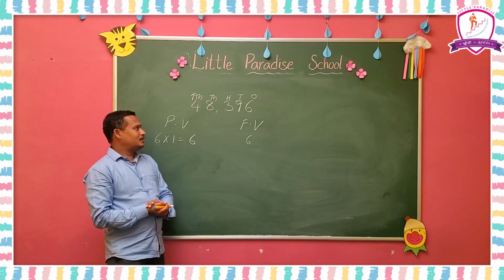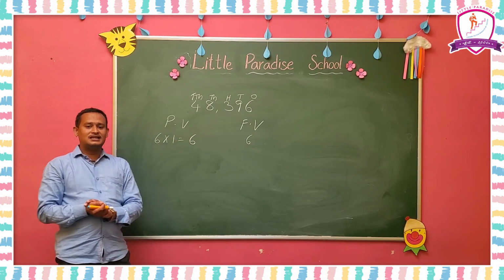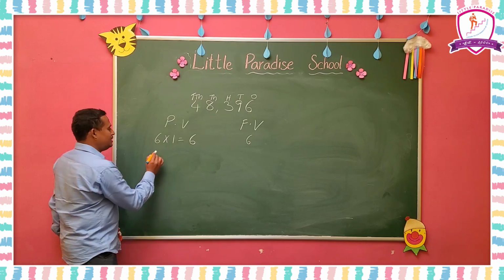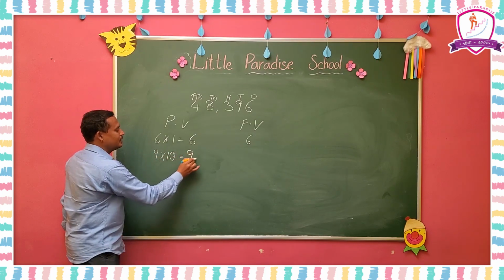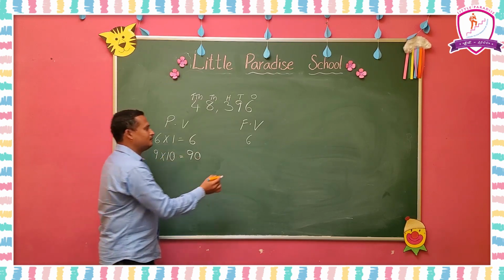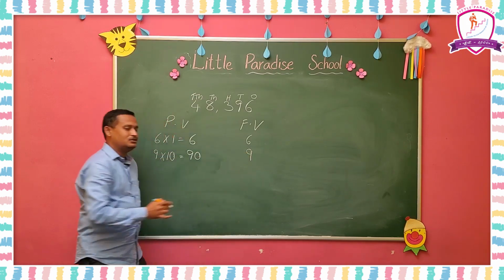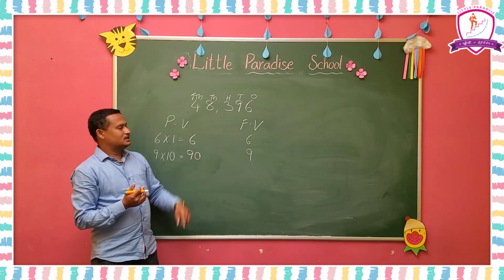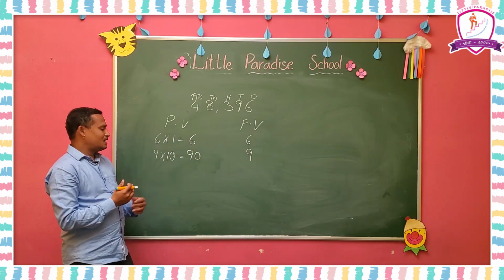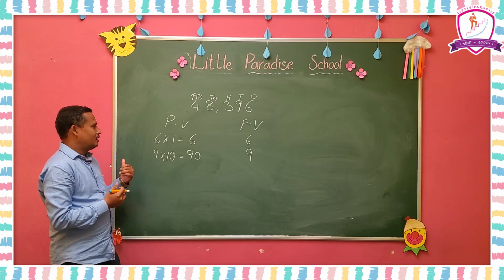Okay. Next, what is the next number? 9. 9 is in which place? Tens place. So that is 9 tens, it will become 90. So the face value of 9 is 9 only. There is no change in the face value, but the place value will change like this. According to the place, the value will be increased or decreased.